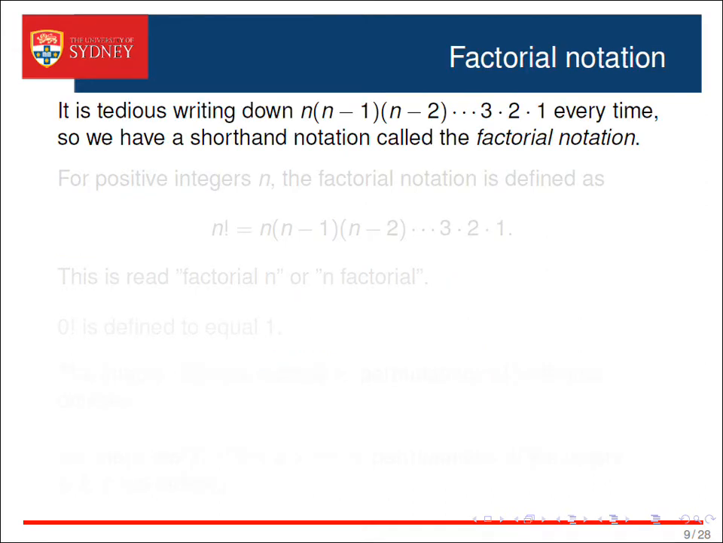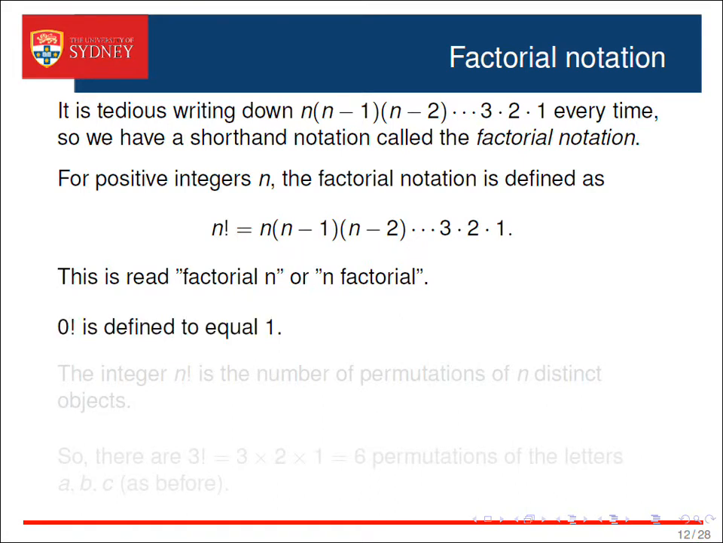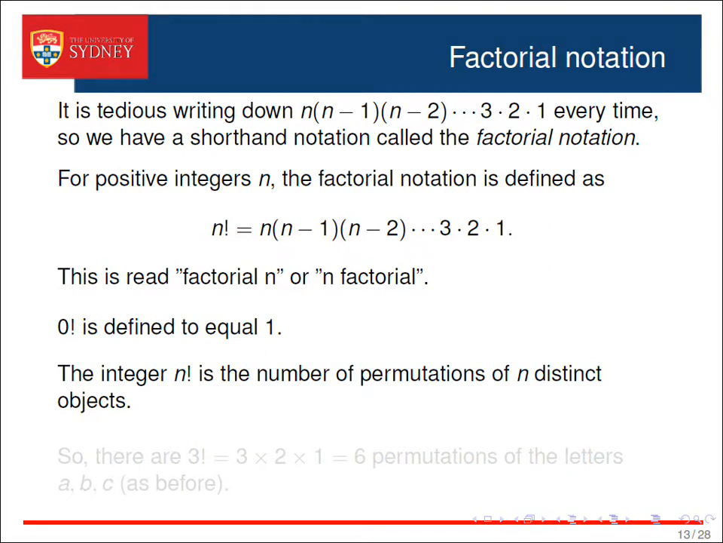It becomes tedious writing down n times n-1 times all the way to 1 every time, so we have a shorthand notation called the factorial notation. For positive integers n, the factorial notation, which is denoted by n exclamation mark, is defined to be n times n-1 times n-2, and so on until 1. This is read as factorial n or n factorial. 0 factorial is defined to equal 1. The integer n factorial is the number of permutations of n distinct objects.